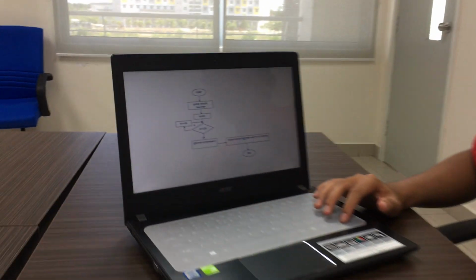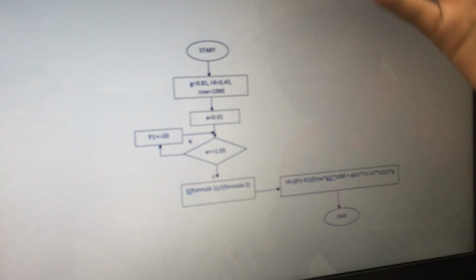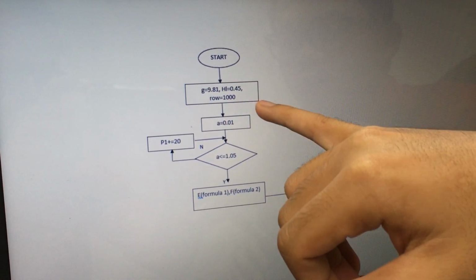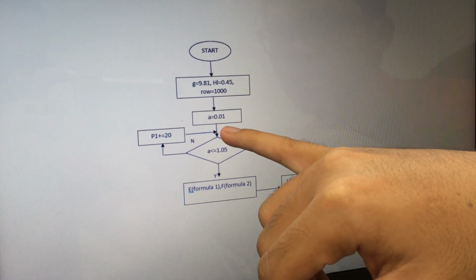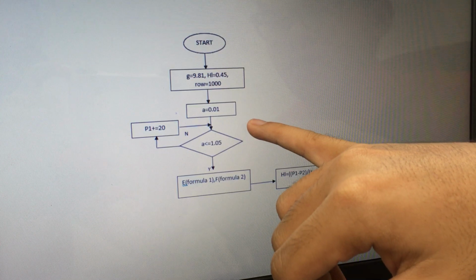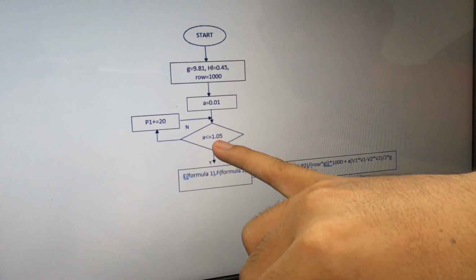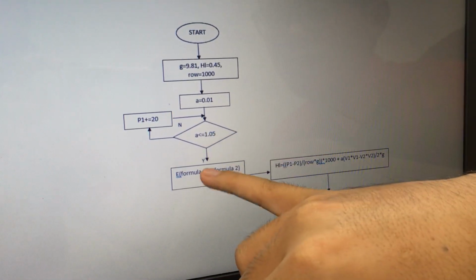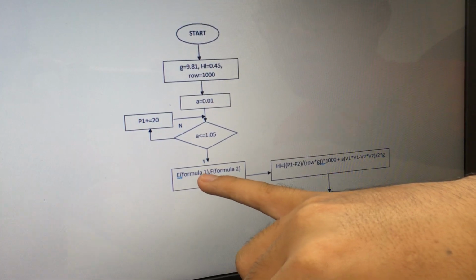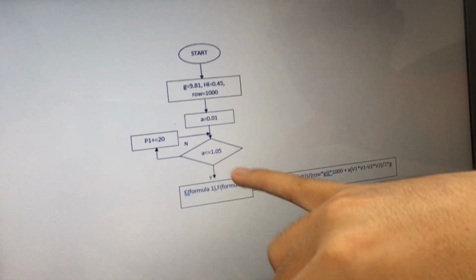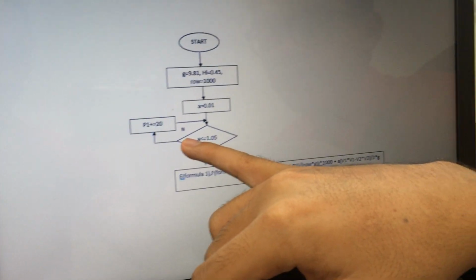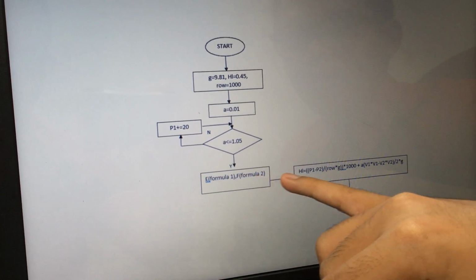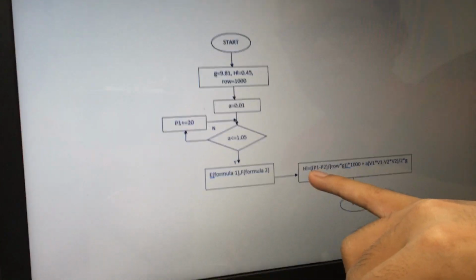And then this is my flowchart. Okay, as you can see, at start we state g equals 9.81, head loss, and rho 1000. Then we go through the input, which is alpha equals 0.01, and go to the condition, which is alpha less than or equal to 1.05. If the value is true, then yes, we go to function 1 and function 2. If no, we go to the increment, and from this we can get the pressure difference.